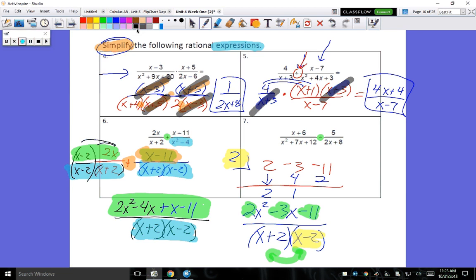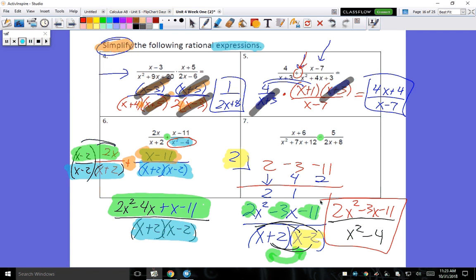Here we go. X squared. And then you have a negative and a positive 2, which goes to 0. This is a difference of squares. And then a negative 4. So the denominator becomes back to that difference of squares that we had originally way back here. And you get 2x squared minus 3x minus 11. And this is your most simplified form with no parentheses for that adding of two fractions.